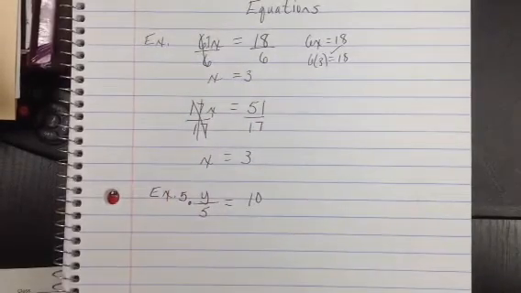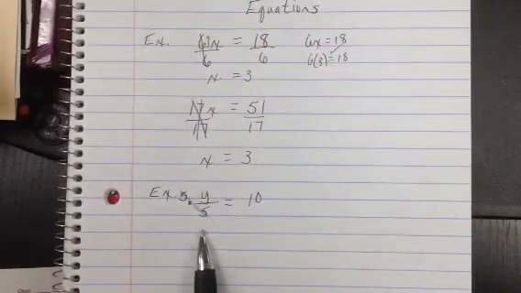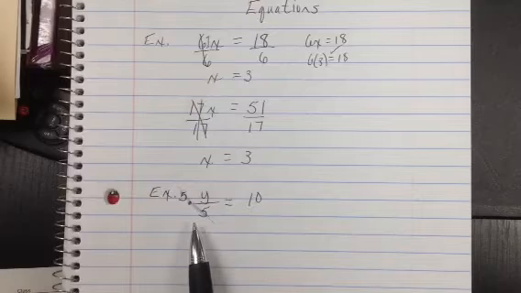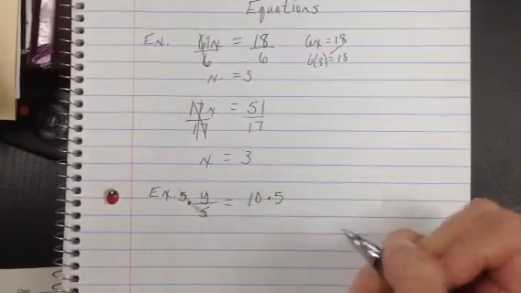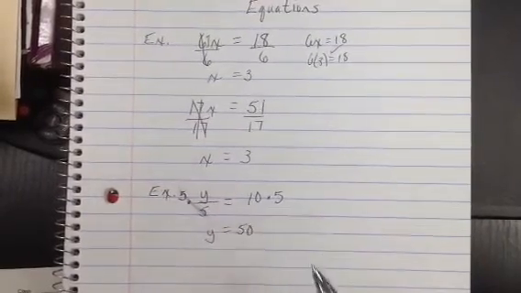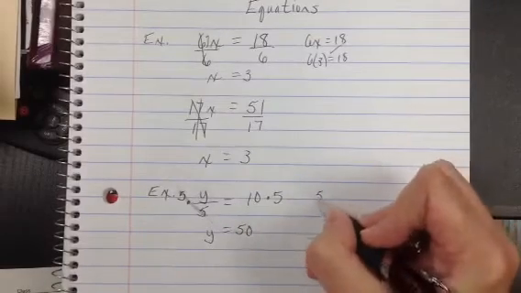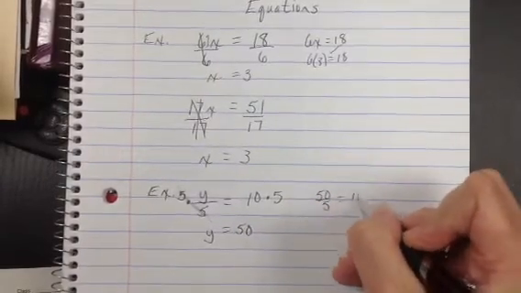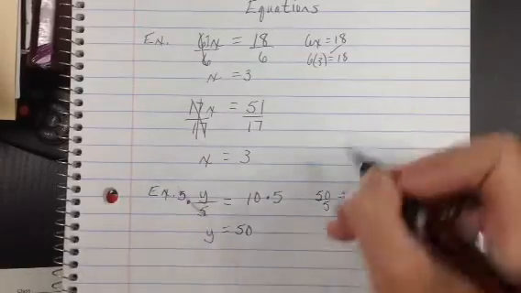Now, why did I write it that way? I wrote it that way because, again, this shows that this becomes 1. If I multiply this side of the equation by 5, I have to multiply that side of the equation by 5, and I'll end up with y is equal to 50. Now to check it, I put my answer back into the question. So this is 50 over 5 equals 10. Does 50 over 5 equal 10? It checks.